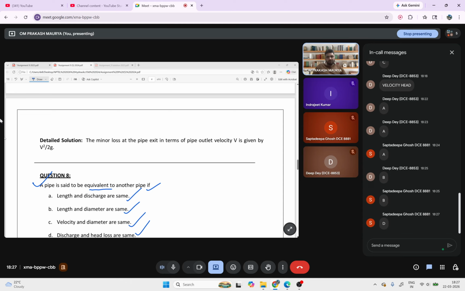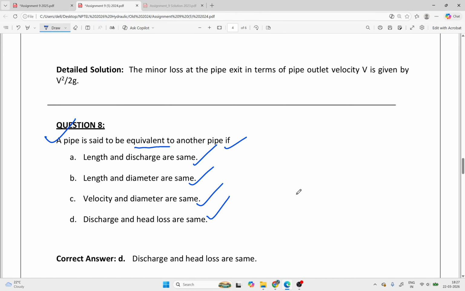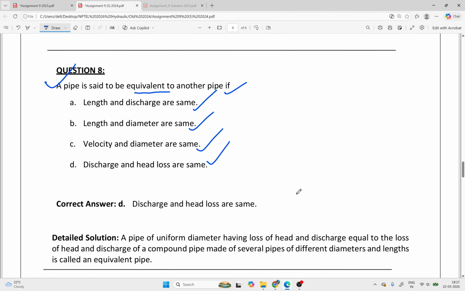Okay, you are telling the D option. Nice. You both are telling the D option, for discharge and the head loss are the same. Yes, definitely. D option is correct here.